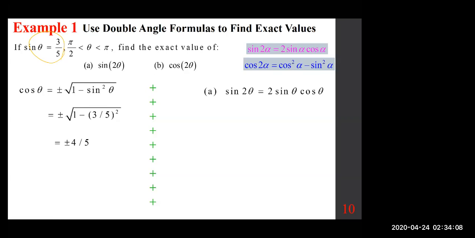Pythagorean identity gives us that. And we are going to use the negative. Can anybody tell me why the negative? You said second quadrant. That's it. Look at it, class, this one. This one says second quadrant. It tells us theta is between pi over 2 and pi. We really don't have to think hard. It is given to us.